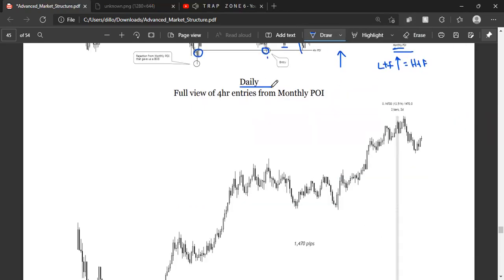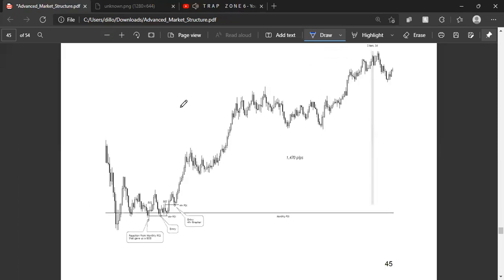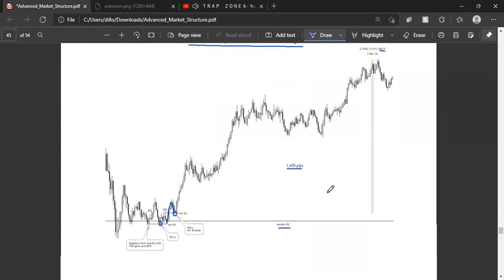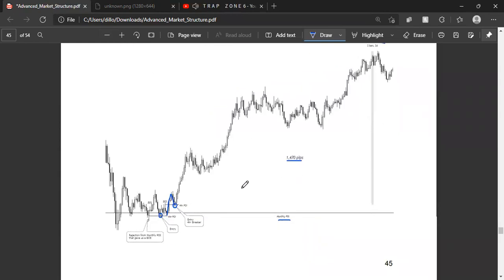So now we're on the daily time frame, but this is a full view of the 4-hour entries, right? The monthly point of interest is this black line, and we see that break of structure on the 4-hour here and that retracement. So a 4-hour entry for almost 1,500 pips. Crazy, crazy setup, crazy risk to reward.